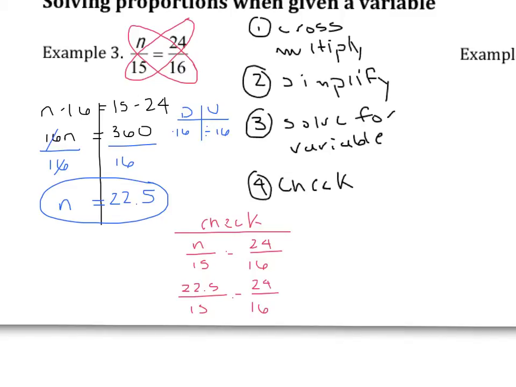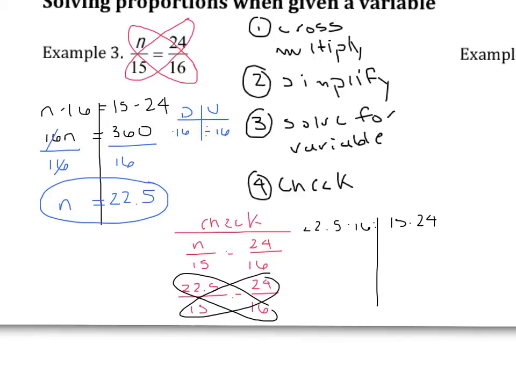Now, you can do one of two things to check. Remember, if the two things are proportional, which they should be because we're solving a proportion, our cross products should be equal. So we could try, okay, what's 22.5 times 16? And does that equal 15 times 24? Well, 22.5 times 16 is 360. 15 times 24 is also 360. So our cross products equal each other. It works.